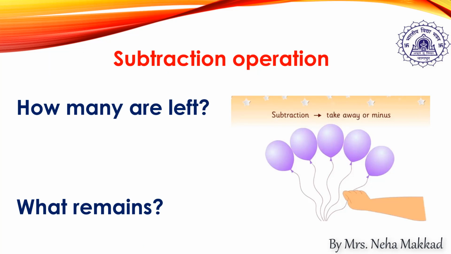Children, let us first understand what we mean by subtraction. As you can see in the picture, there are 5 balloons. So, if I take away one balloon from the 5 balloons, 4 balloons are left. So what remains are 4 balloons. So the answer is known as difference, and this process of taking away is known as subtraction.